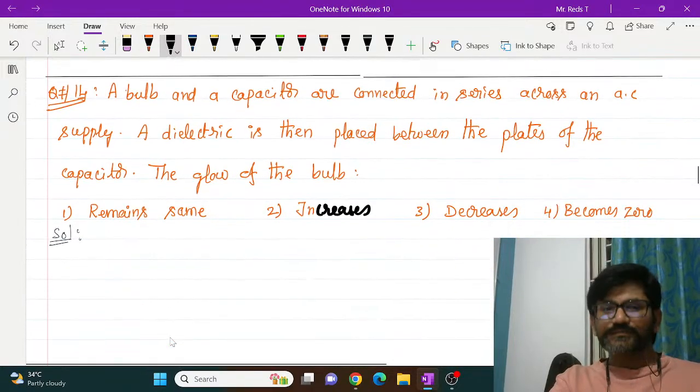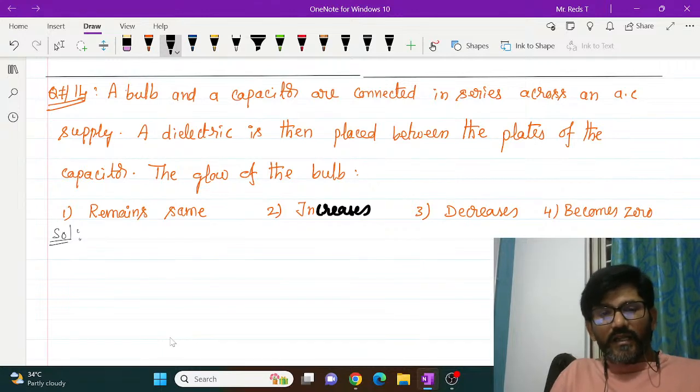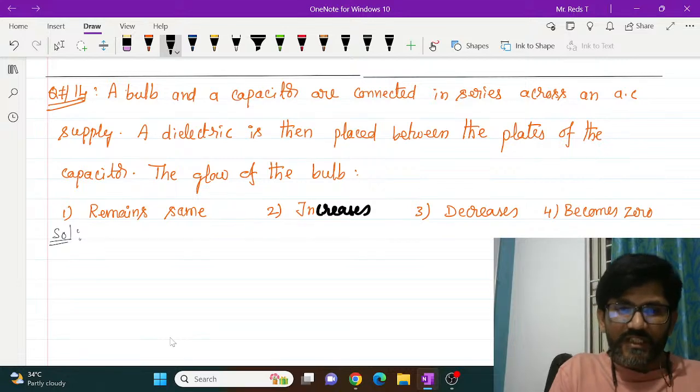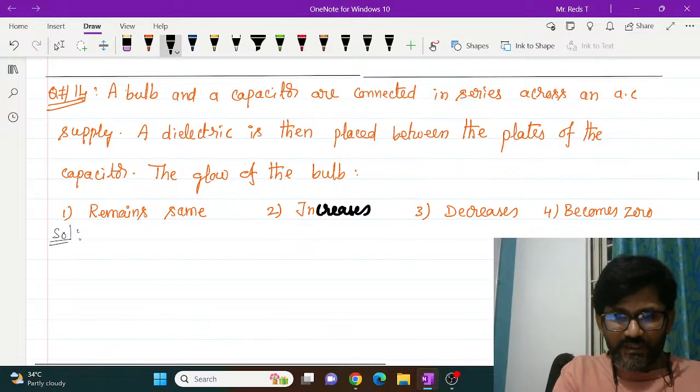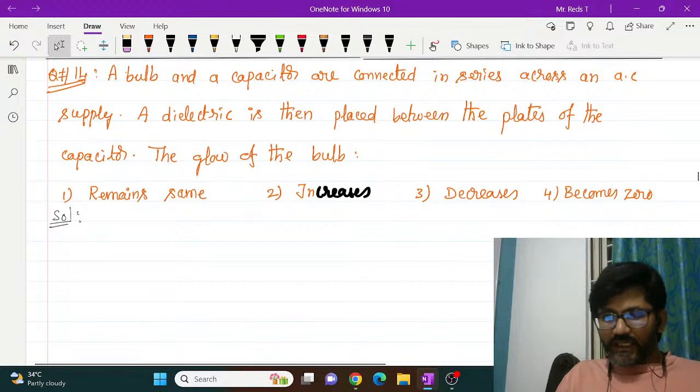The question is, a bulb and a capacitor are connected in series across an AC supply. A dielectric is then placed between the plates of the capacitor. The glow of the bulb: options are given as remains the same, increases, decreases, becomes zero. So what happens to the glow of the bulb? This you have to understand.